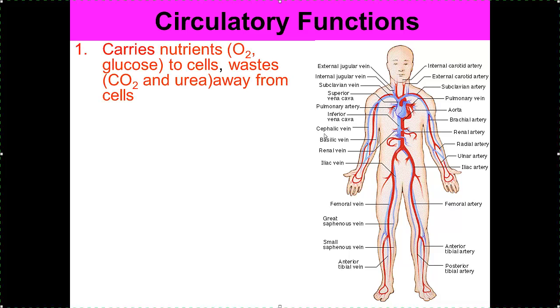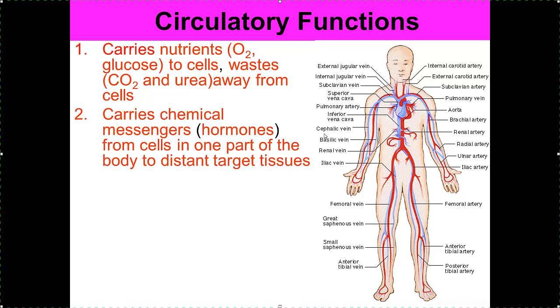The first function of the circulatory system is to carry nutrients, things like oxygen and sugar or glucose, into cells, and it removes waste, things like carbon dioxide and urea, away from cells so that cells can continue to live and remain healthy. It also carries hormones or chemical messengers from one part of the body to another. For instance, your pituitary gland, which is located in your upper body, carries signals to other areas of your body through hormones.